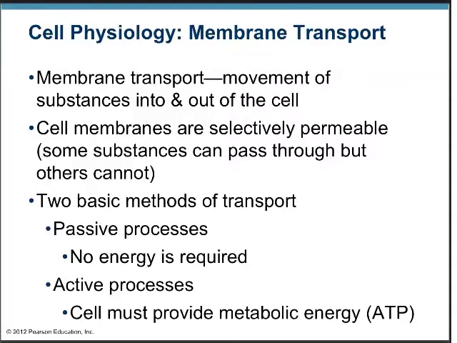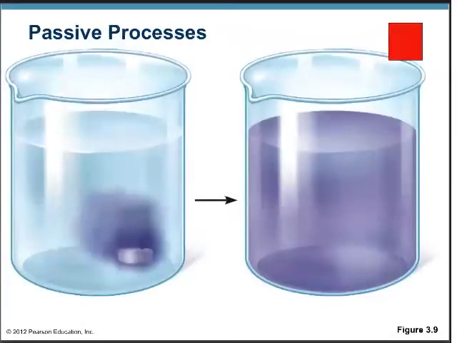Membrane transport is defined as movement of substances into and out of the cell. The cell membranes are selectively permeable, meaning that some substances can pass through while others can't. And there's two basic modes of transport. One is passive transport, where no energy is required in order to move the substance across the cell membrane. And the other is active transport, where the cell has to provide energy so that it can move the substance in any direction it wishes, even if it is not energetically favorable. It doesn't move along with its concentration gradient.